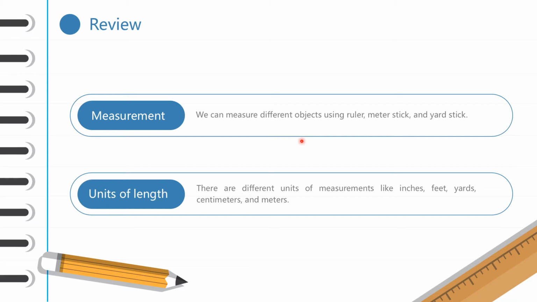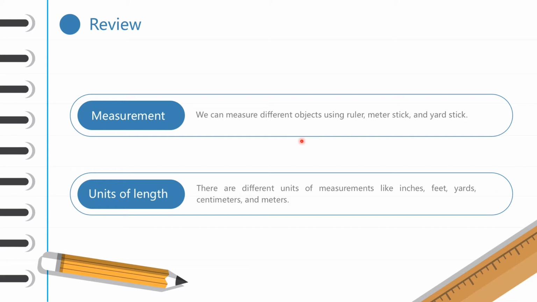Then we write a specific unit when we make measurements, right? So tell me about some units of length. Excellent. Inches and feet, very good. Yards, centimeters and meters. So this is about when we make measurements for the table, for the book, for different objects, right? In today's lesson, we are going to learn how we can measure liquid.